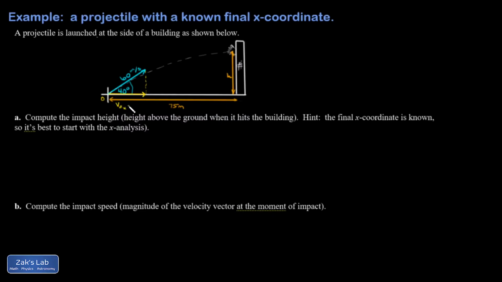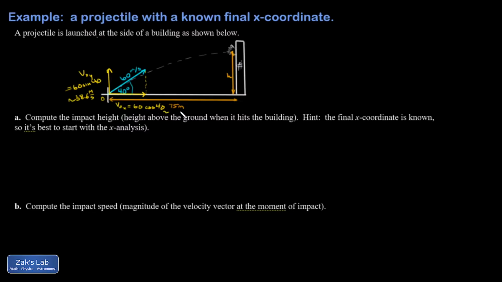So I have v naught x is 60 cosine 40. And I have v naught y. Almost got it straight up, but not quite. V naught y is 60 sine 40. And we'll go ahead and get some approximate numbers on these things. So 60 sine 40 is 38.6. I'm just going to round everything to 3 sig figs as I go. 38.6 meters per second. So this projectile is moving up that fast.